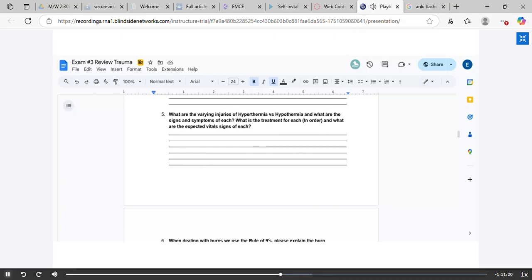The next one is heat stroke. This is your last one, heat stroke. This is the most serious form of your heat emergencies. And this is when your body's thermoregulation fails. So your body cannot cool itself. So your patient will not be sweating.